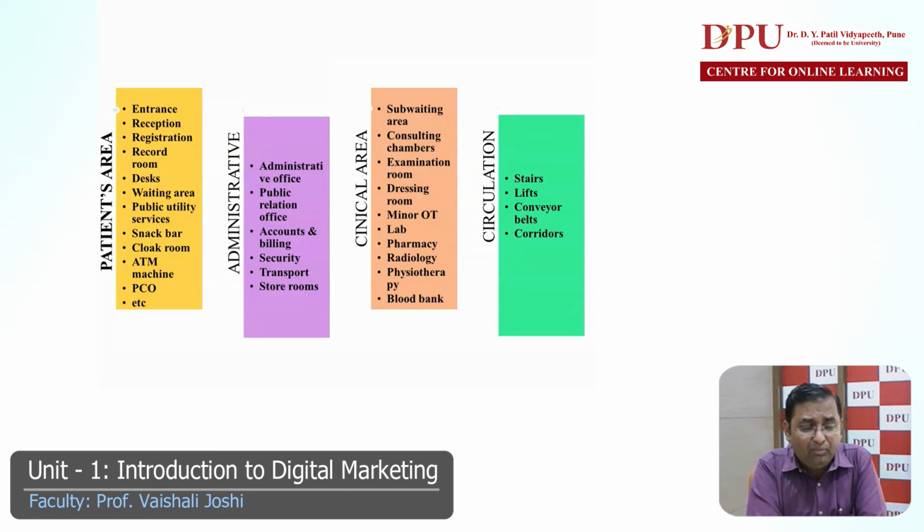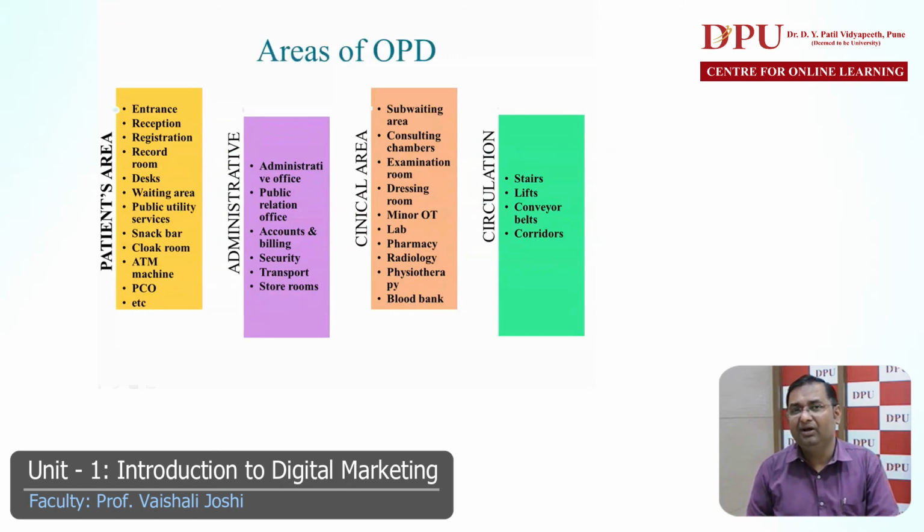You must have a proper blood bank associated with your outpatient department. Now, what are the various other areas which are included in the outpatient department? They are the circulation area. This circulation area may include stairs, lifts, conveyor belts, and corridors. So these are the various areas of the outpatient department in the hospital.